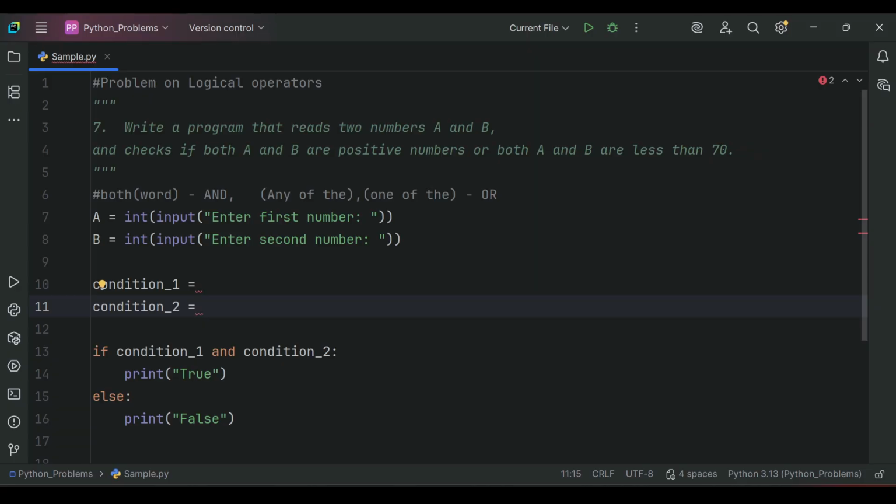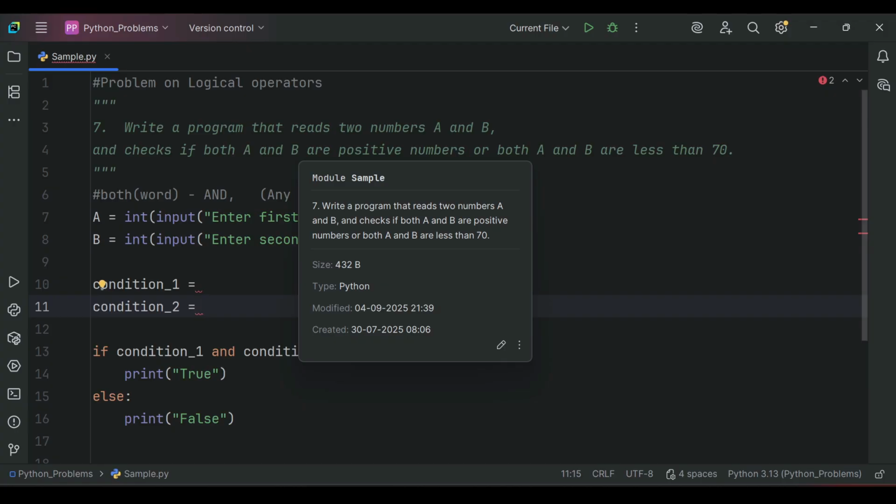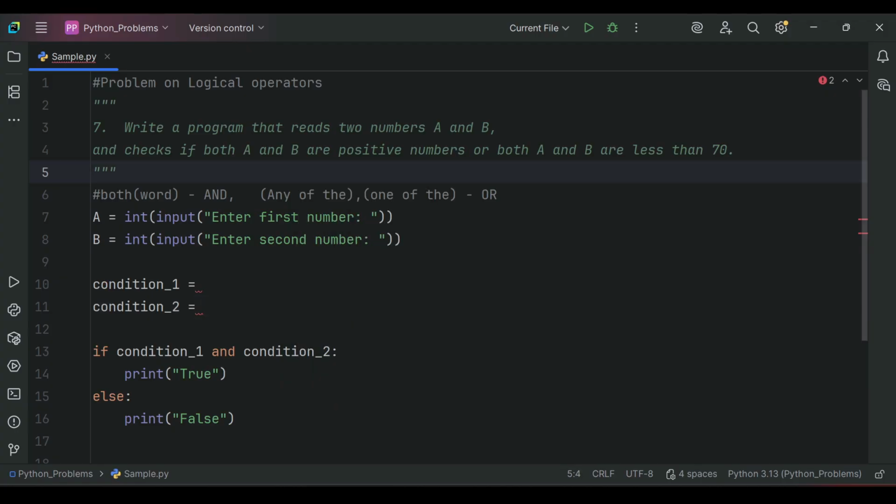Now see the seventh problem. Write a program that reads two numbers A and B and checks if both A and B are positive. This is one condition. Okay, this "both" is coming under here. A and B are positive numbers, OR, this OR is for the final result, and both A and B are less than 70. Now apply the conditions.